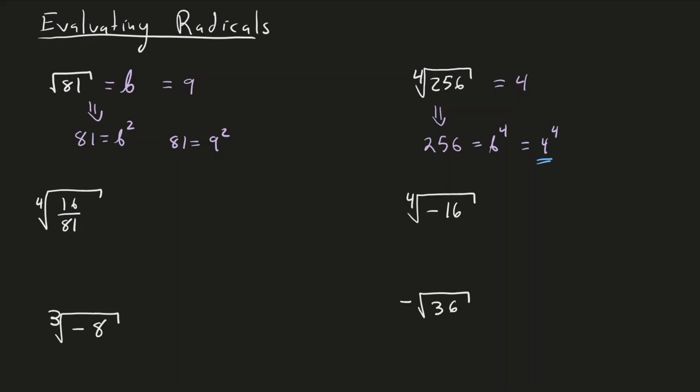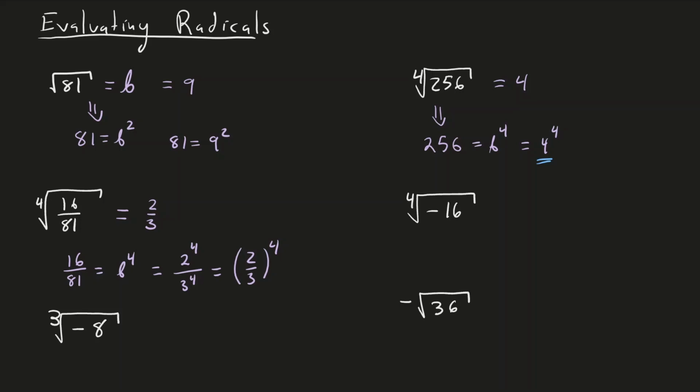Similarly over here, looking at this, the 4th root of 16 divided by 81, translating it, we get 16 over 81 is equal to b to the 4th power. So how can we write 16 over 81 as something to the 4th power? Well, the first thing I notice is that 16 is 2 to the 4, and 81 is 3 to the 4, which then combines as 2/3 to the 4th power. So then taking the principal root, because negative 2/3 also works here, the principal root then would tell us that this is equal to 2/3.